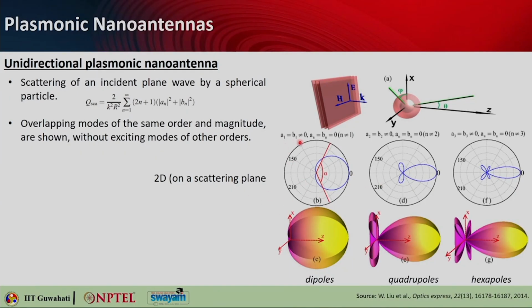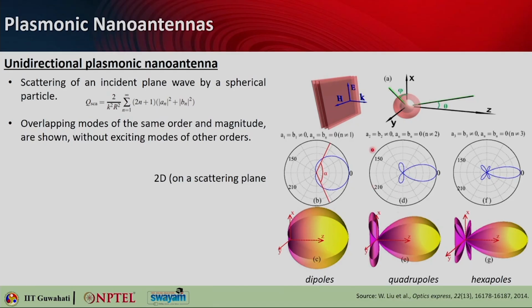Here a_1 and b_1 are non-zero, and all higher order modes are zero. It means you are only exciting the electric dipole and magnetic dipole, and if you make them perfectly overlap, you get unidirectional scattering. The scattering lobe is only in the forward direction, with nothing in the backward direction. The only problem is that the beam width is much wider.